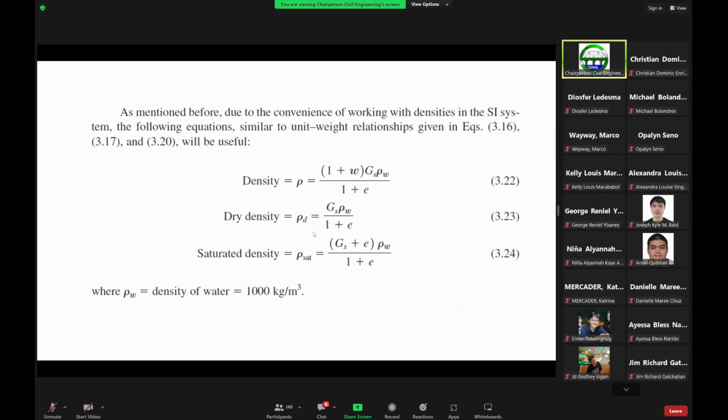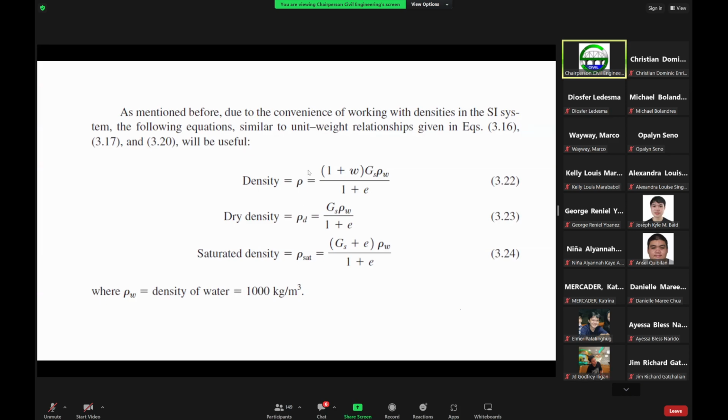So far, we have derived the dry unit weight as well as the saturated unit weight. But we can also express all of this in terms of densities.